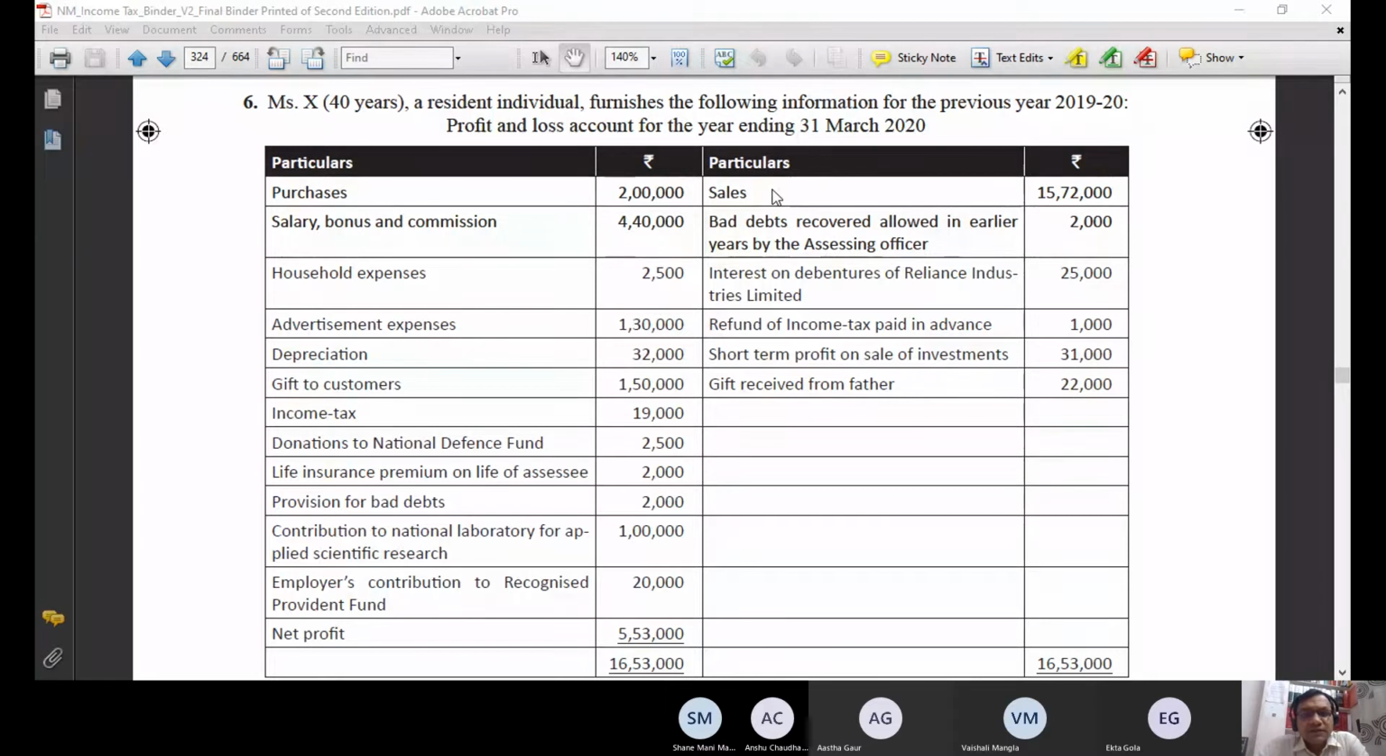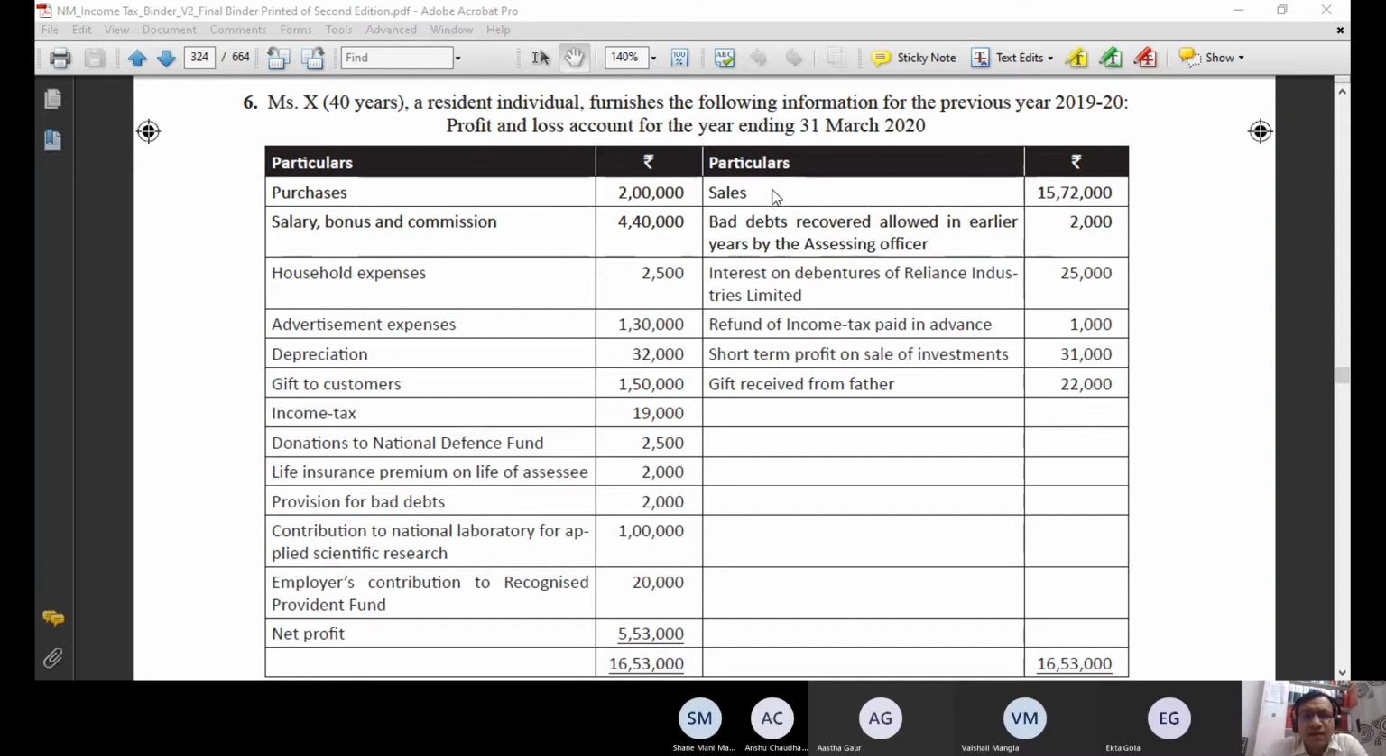So if you remember section 37 subsection 1, all expenditures can be shown on the debit side of P&L account provided section 37 subsection 1 conditions are satisfied. And what are those conditions? First point, it should not be a capital expenditure. It should not be that expenditure which is covered under section 30 to 36. It should not be personal expenditure.